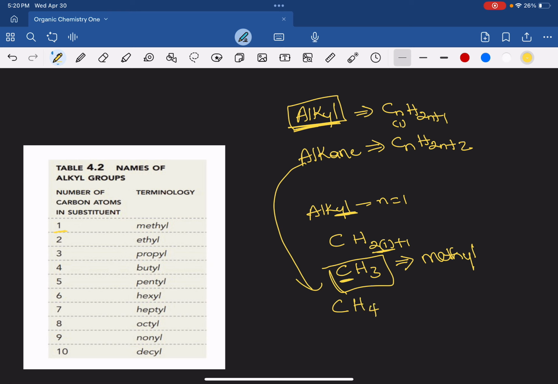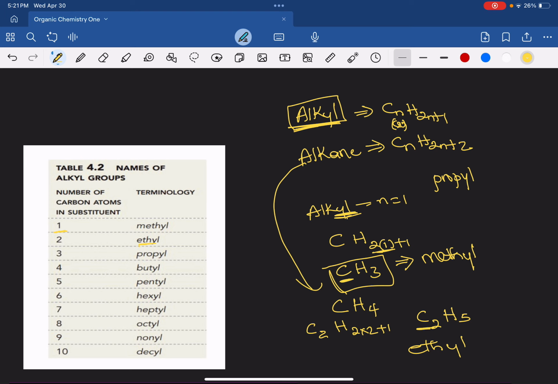Let's look at another alkyl group. So for example, if an alkyl group has 2 carbons, that's where N is 2, right? If N is 2, C, H, 2 times 2, because N is 2, plus 1, C2H5. 2 carbons, right? So we're at eth, and it's an alkyl, you add the YL. That's how you name your branch groups. So if it's 3 carbons in the alkyl, it will be propyl, right?